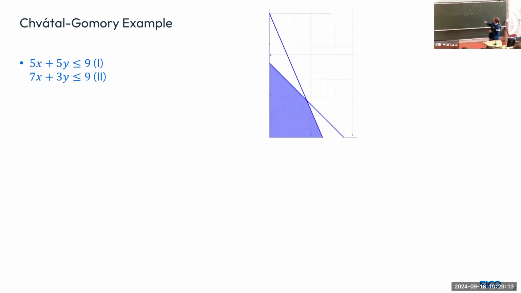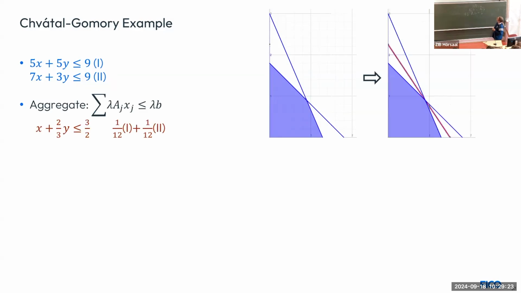Consider these two inequalities here. So this is the feasible set. So there's values 0, 1, 2 here. Probably a bit hard to read, doesn't really matter. Okay, we start by aggregating then. My personal favorite coefficients for today are 1 over 12 and 1 over 12. So I just add these two inequalities with these two multipliers, checked out, 5 plus 7 over 12, that's 1, cool. 5 plus 3 over 12 is the same as 2 over 3, and 9 plus 9 over 12 is 3 over 2. Cool.